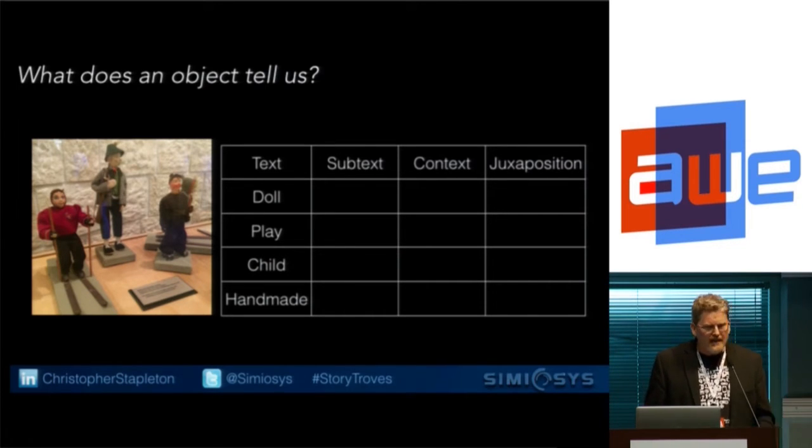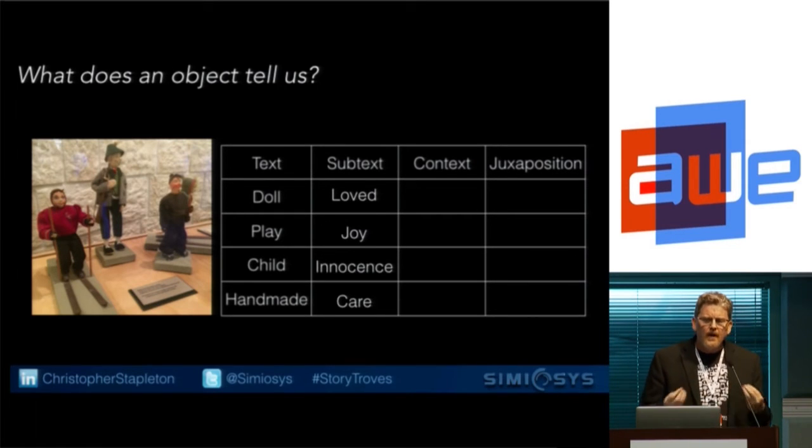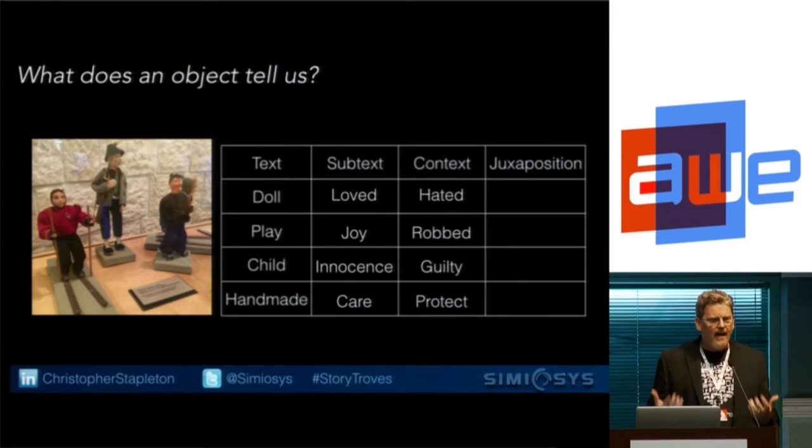But what does that object say beyond what it looks like? Well, the subtext is that it's a doll. It's most likely loved. The play brought joy to that child. The child in itself was innocent. And then this is something handmade for them. Someone cared about it. And so that had a subtext to that object. And then you had the context.